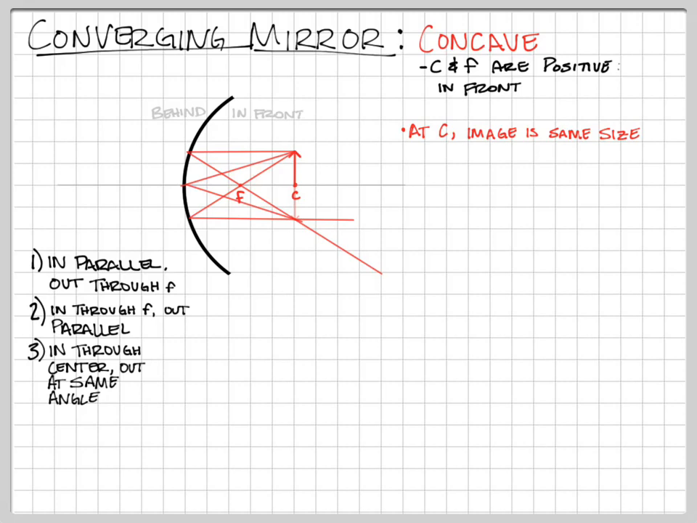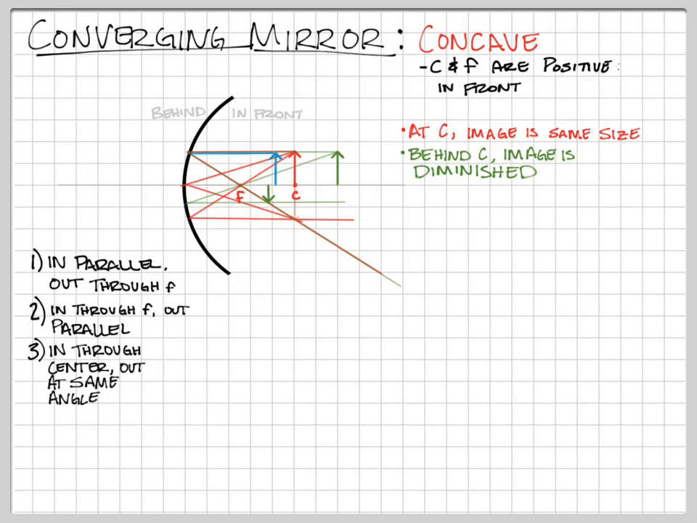Now we're going to place our object at different places. I'm going to leave this sketch up and draw it in different colors. So the next one we're going to do, we're going to place our object outside of the center of curvature. It's going to be farther away. We'll draw the first ray, looks the same. We'll draw the second ray in through the focal point, out parallel, and we see that they meet right there. And when we draw our image, again, it's inverted. And we see that it's diminished. So if we're behind that center of curvature, my image is going to be smaller.